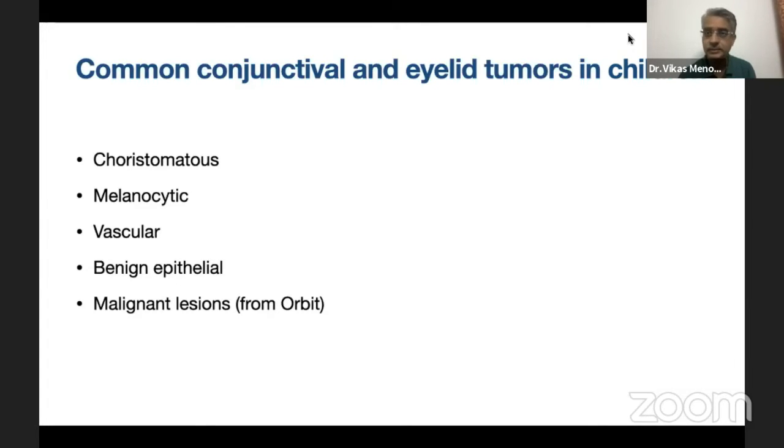Mostly, malignant lesions which appear in the eyelid and conjunctiva are actually coming primarily from the orbit, and not very rarely do they arise primarily from the conjunctiva or lid tissues. Mostly they are coming from the orbit, as Dr. Seema has just shown. So let us begin with this.